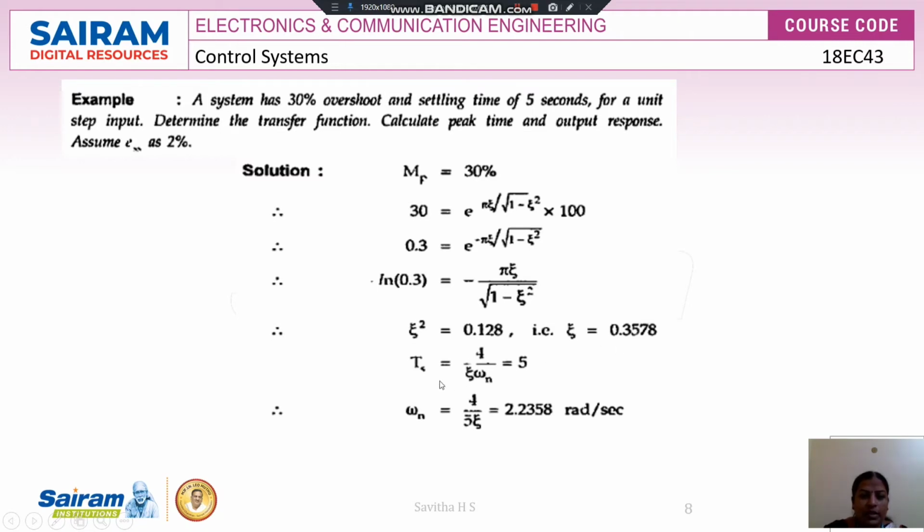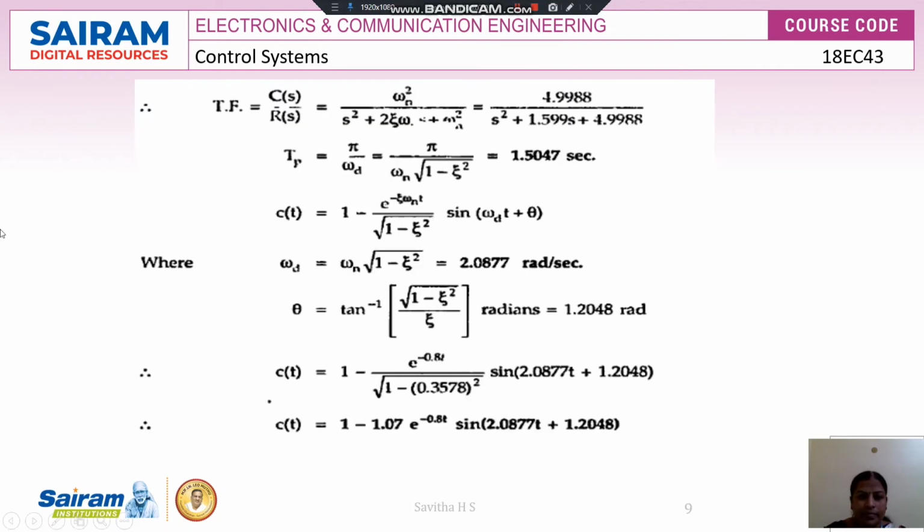So the zeta value will be 0.3578. Now the settling time is 4 divided by zeta omega n. Substitute the value of zeta and the omega n value. The settling time value is already given in the problem as 5. So 4 by zeta omega n is equal to 5. Using this expression, I can find omega n as 4 by 5 zeta. The zeta value we already know, so I'll get it as 2.2358 radians per second.